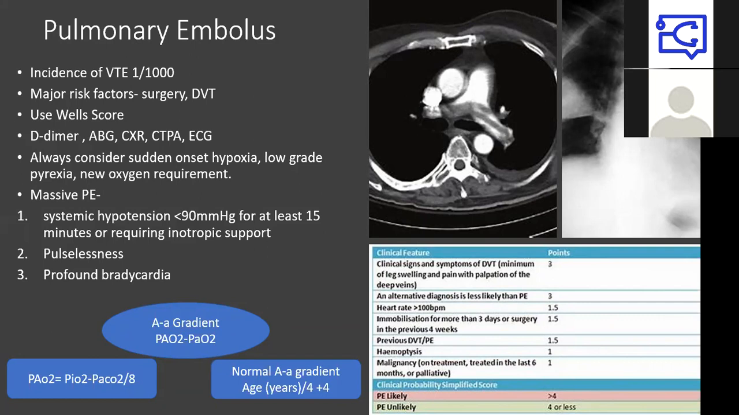Now, a massive PE is when you have systemic hypotension for at least 15 minutes that requires inotropes, you're pulseless, or you have profound bradycardia. So basically, haemodynamic instability. And that is the real reason for doing thrombolysis for these patients. It's very important to be aware of that.